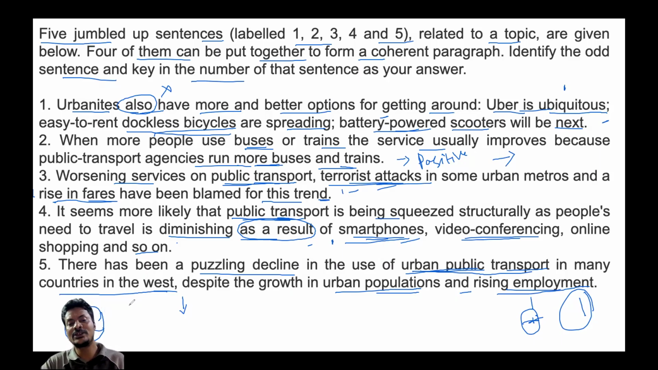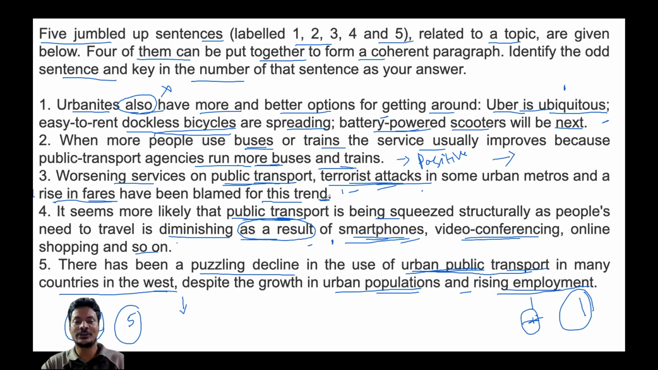Now, if I make the sequence, what would it be? Now, 5 is the beginning, right? So there has been a puzzling decline in the use of urban public transport in many countries in the West, despite the growth in urban populations and rising employment. Then the next one would be option 3, right? By stating worsening services on public transport, terrorist attacks in some urban metros and the rise in fares. These two are nothing but the reasons, right? Why there is a puzzling decline: worsening services are the reasons.